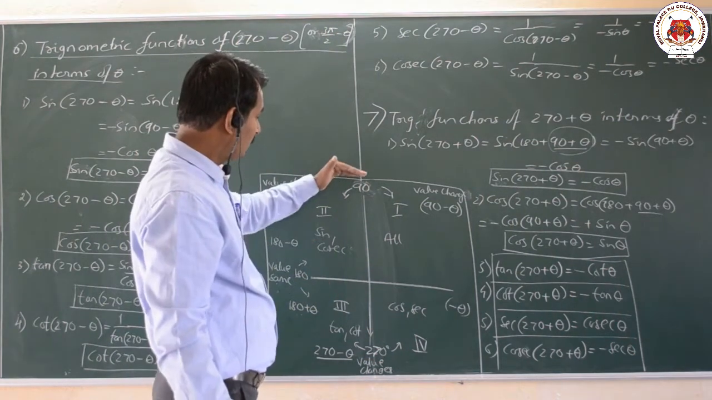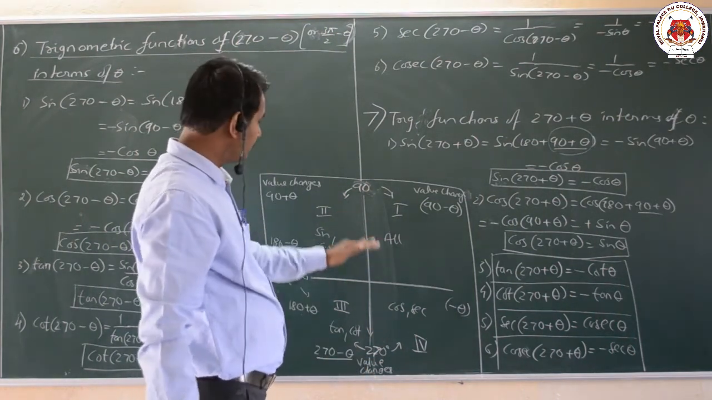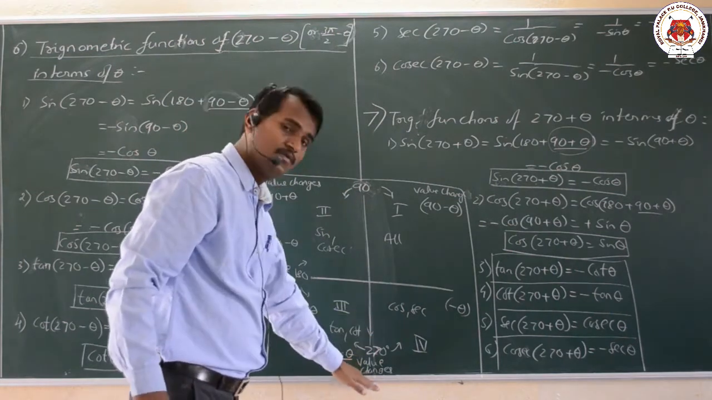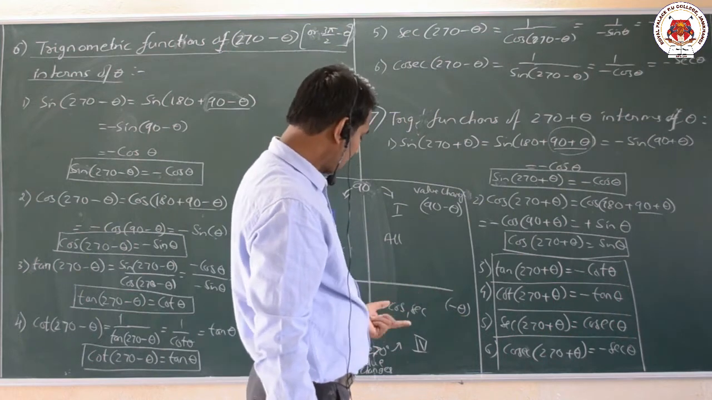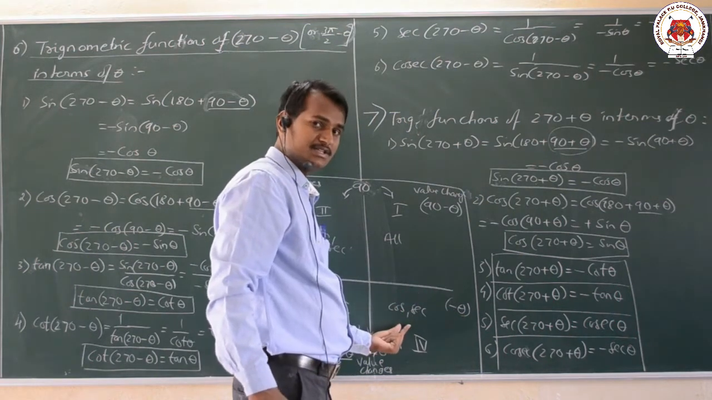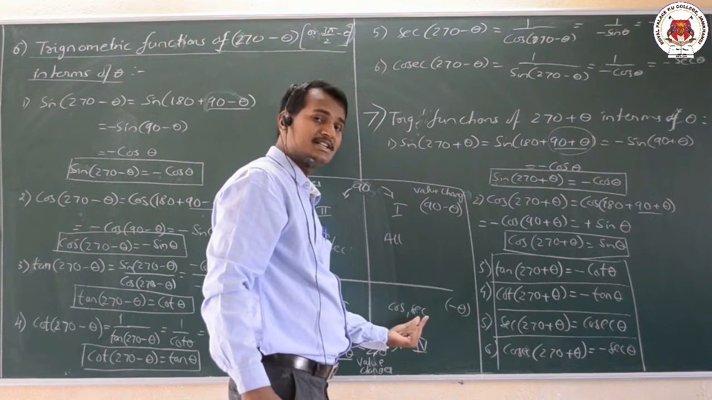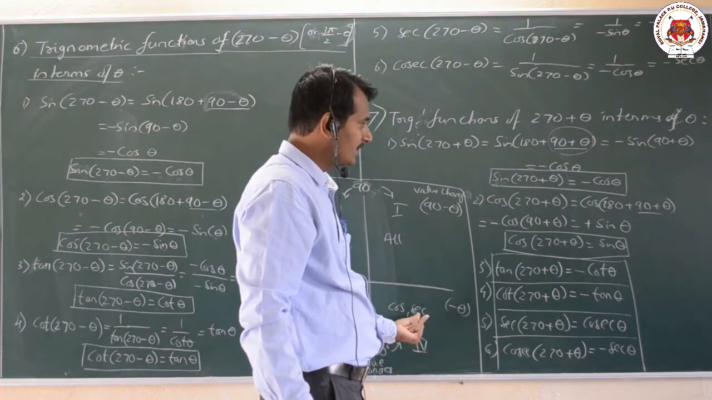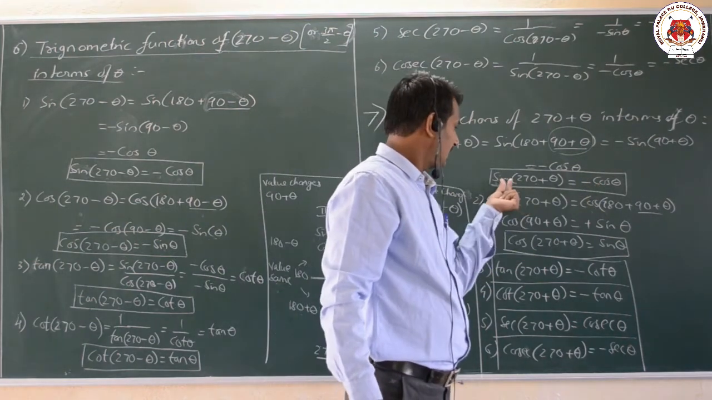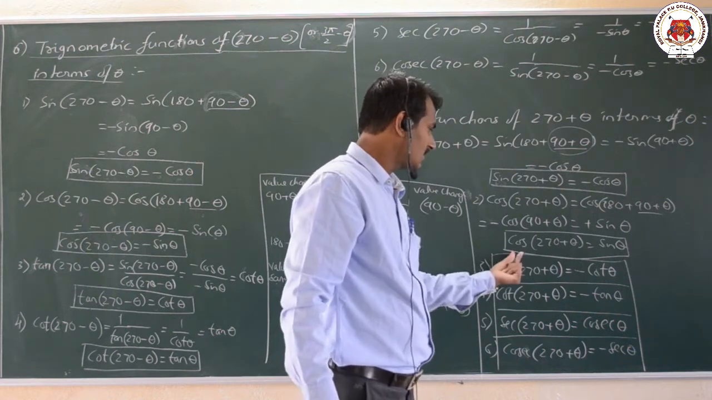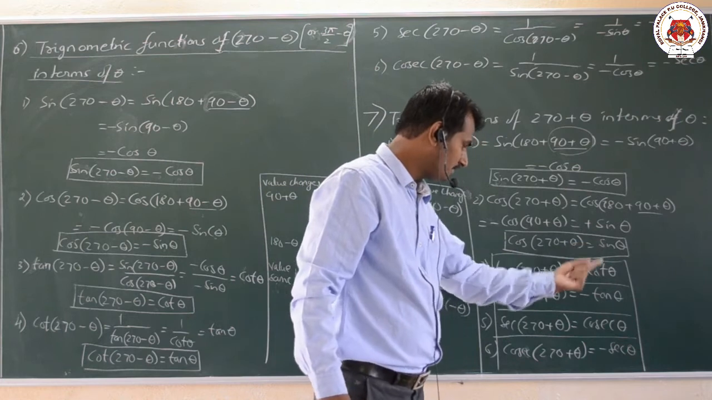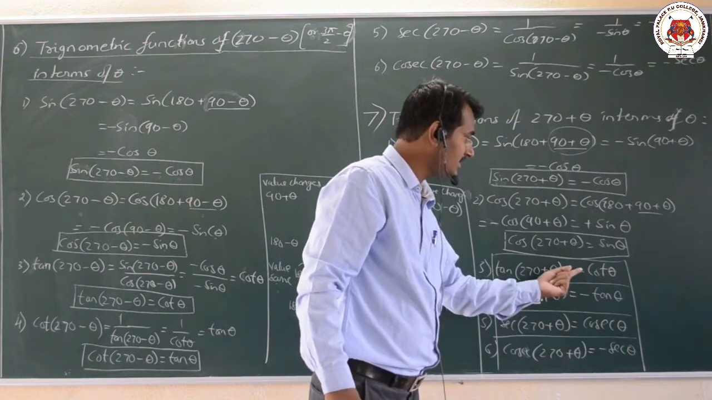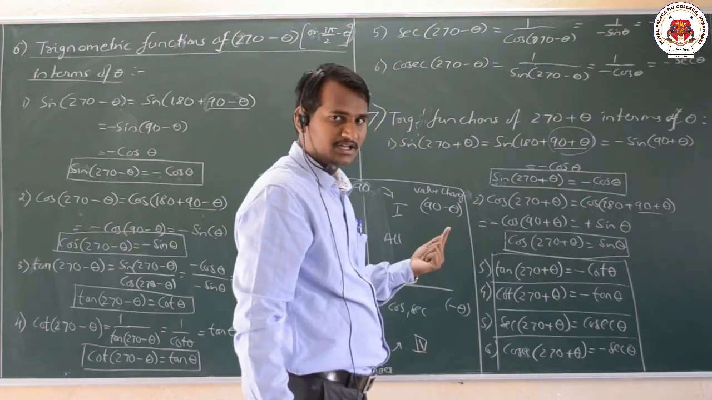One is at both north and south poles. So what happens here? Value changes. Here also value changes. And the sign, whether it is plus or minus, depends on this ASTC rule. That means here only cos and secant are positive. We can observe that here sine is negative, cos is positive, cos and secant are positive. Only both are positive, remaining all are negative in this quadrant.